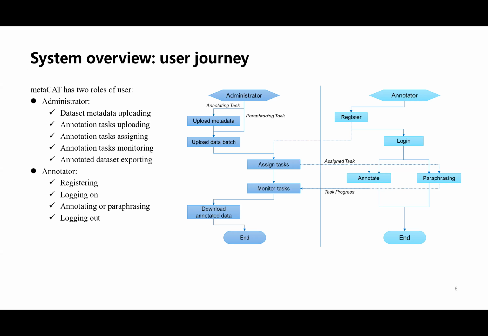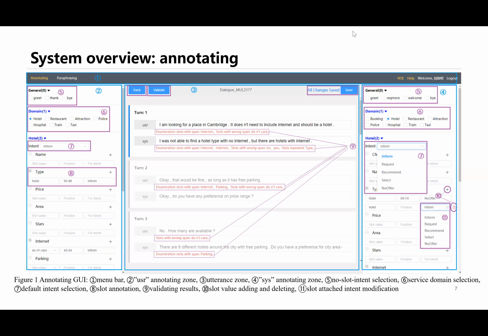exploitations. As an annotator, you have to register as an annotator and log on, and then you do annotating and paraphrasing. After doing that, you are able to log out. So there are two panels a user can access. One is called annotating, the other is called paraphrasing.